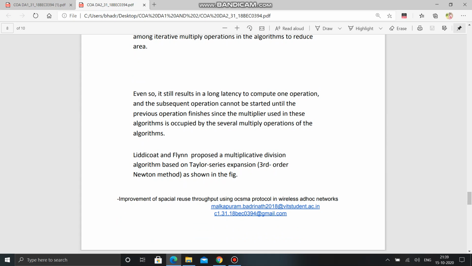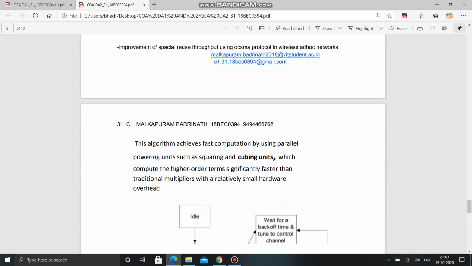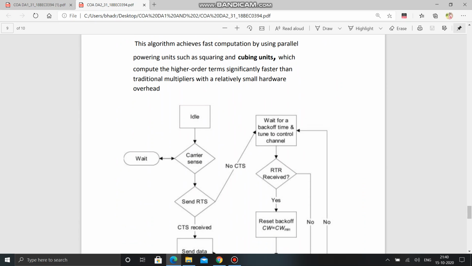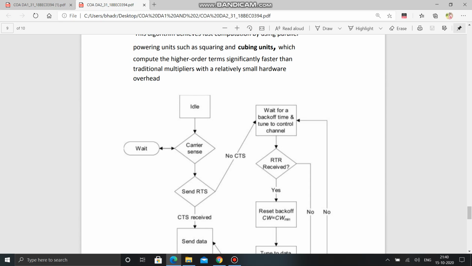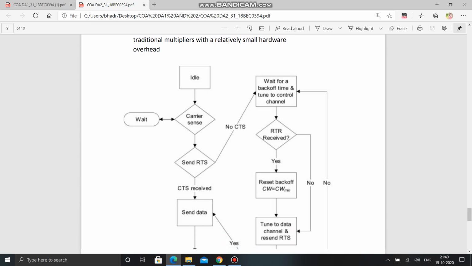Even so, it still results in a long latency to compute one operation, and the subsequent operation cannot be started until the previous operation finishes, since the multiplier used in the algorithms is occupied by the several multiply operations of the algorithms. Liddicoat and Flynn proposed a multiplicative division algorithm based on Taylor series expansion. This algorithm achieves fast computing by using parallel powering units such as squaring and cubing units, which compute the high order terms significantly faster than traditional multipliers with a relatively small hardware overhead.